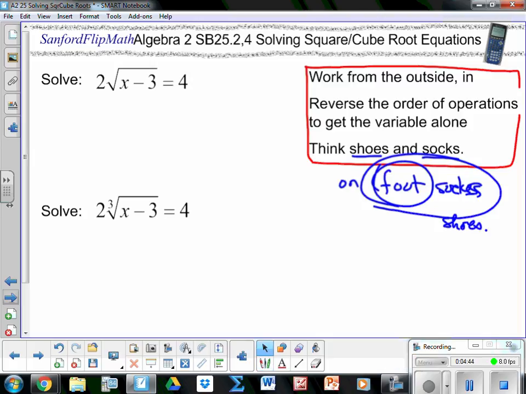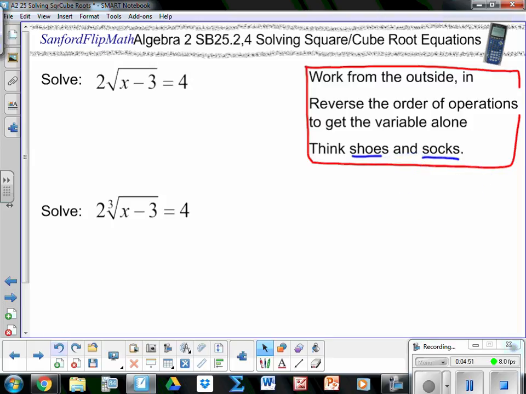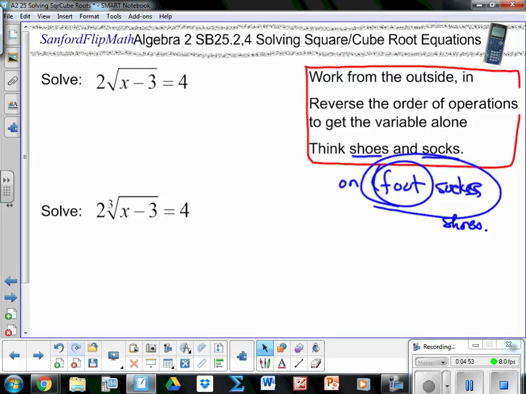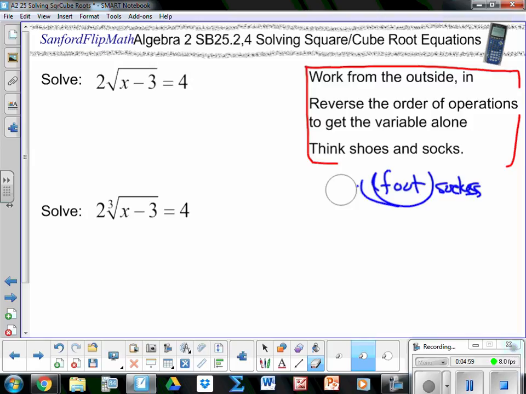So when you're trying to take those things off, when you get back to your foot, you have to take the shoes off first. And then you have to take the socks off, and then you get back to your foot. So whatever went on last has to come off first. In other words, reverse the order of operations.